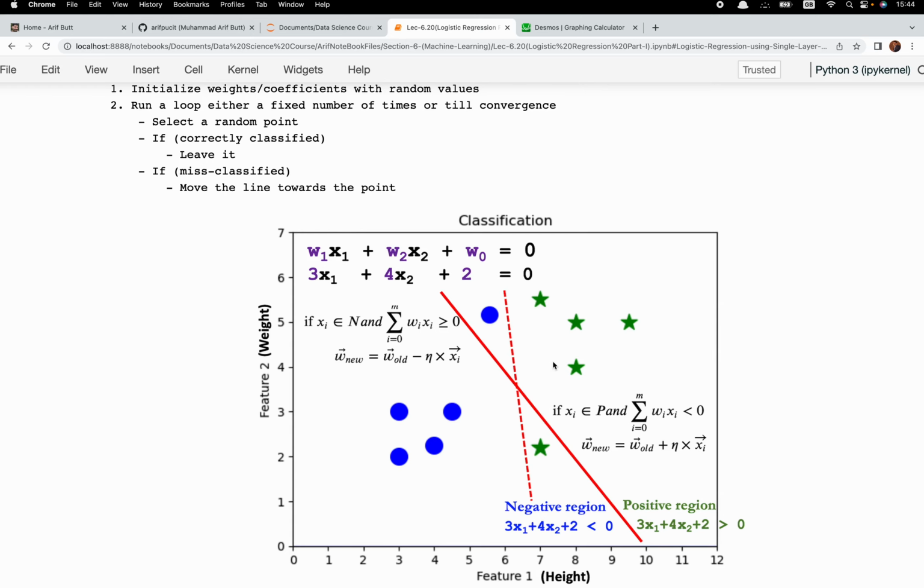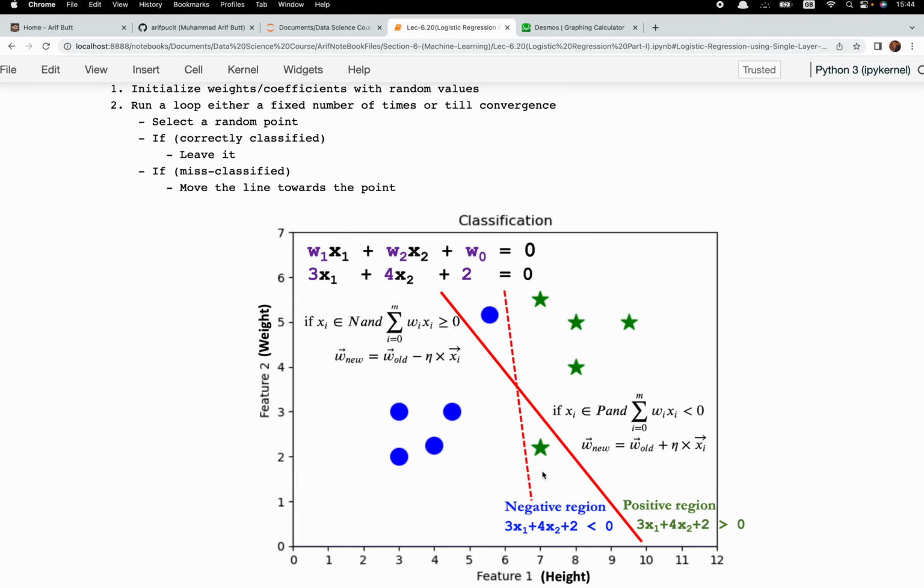Now consider this blue point, which is negative as per the label but is there in the positive region. This is the condition that we can use to identify it, which says if X actually belongs to the negative region as per its label and its dot product, that is W·X, plus the bias is greater than or equal to 0, then it is misclassified. So this is the condition using which we can identify a misclassified point.